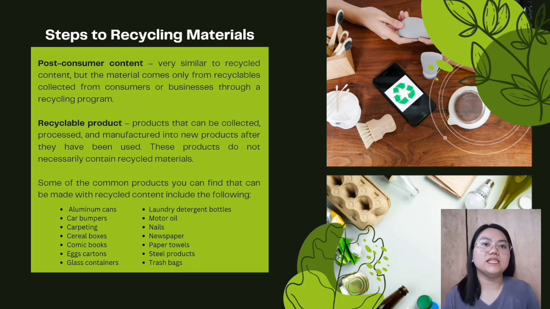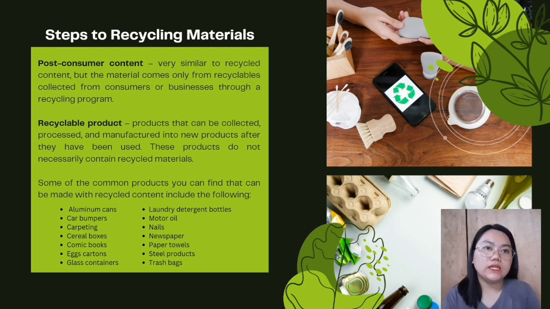Next is post-consumer content, which is very similar to recycled content, but the material comes only from recyclables collected from consumers or businesses through a recycling program. So basically, post-consumer content is leftover materials from consumers or businesses. Then, these materials are taken from landfills and can be used in the production of other packaging. So, paper, aluminum cans, and glass are some of the common reused packaging materials.